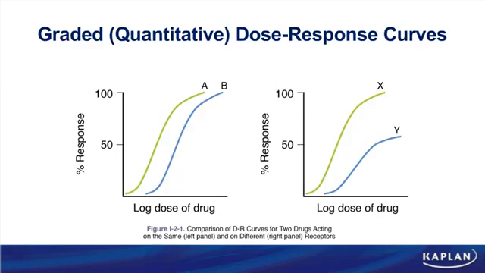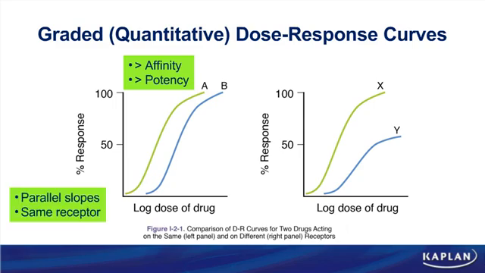So these are our dose-response curves, where we're going to compare affinity, potency, and efficacy. Let's take the curve on the left and compare drug A to drug B. The first term I want you to compare is affinity. In order to compare affinity, you have to look at the slopes for drug A and drug B. Notice how the slopes are parallel. Since the slopes for A and B are parallel, those two drugs work on the same receptor. If and only if the drugs work on the same receptor can you compare affinity. So the slopes have to be parallel.